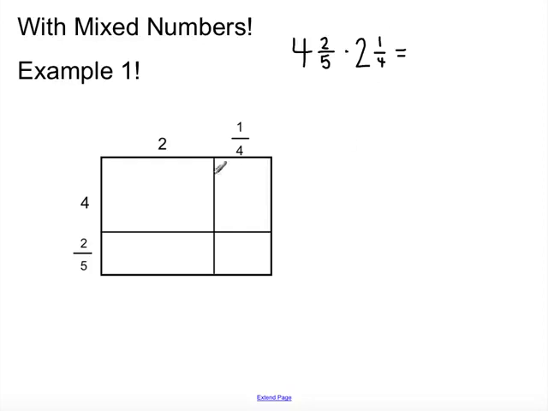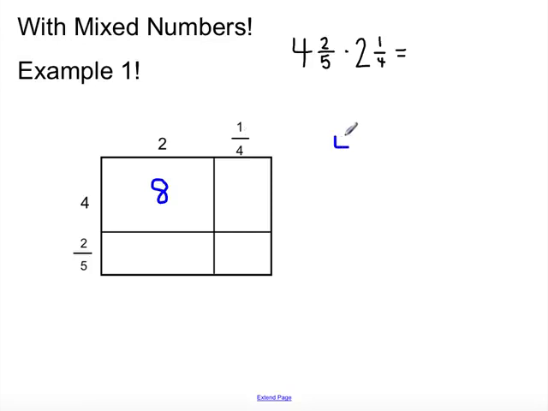So we're going to start small. 4 times 2 is 8. Then we have something a little bit trickier. So now we have 4 times 1/4. Now I'm actually going to show you these calculations.